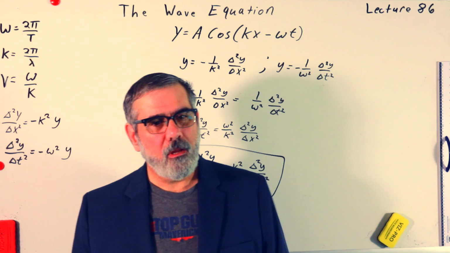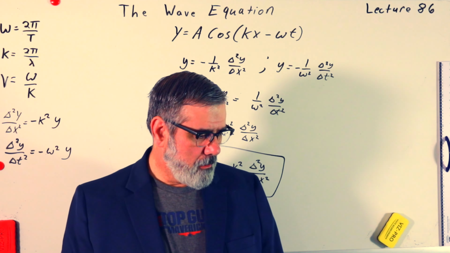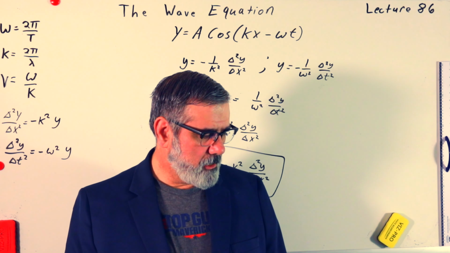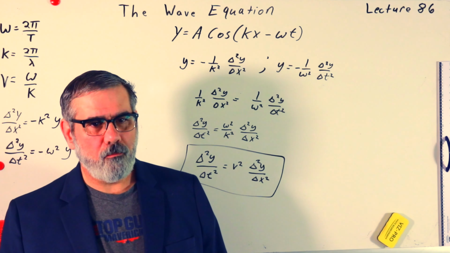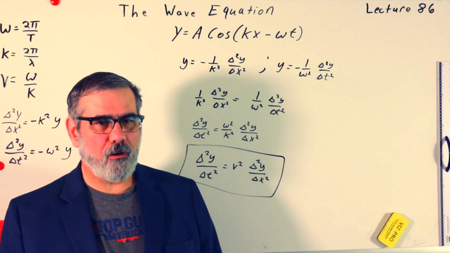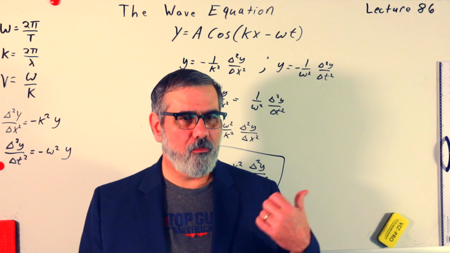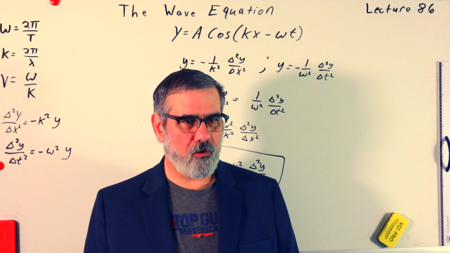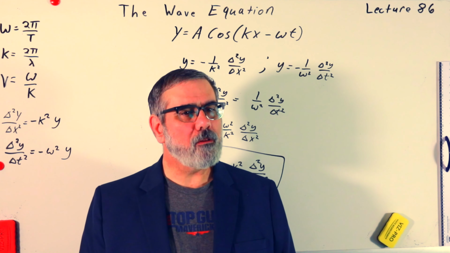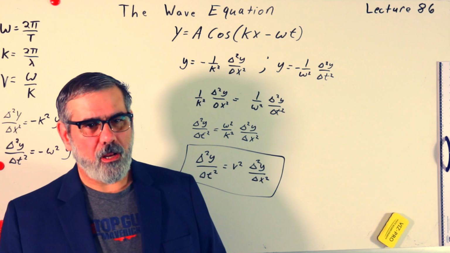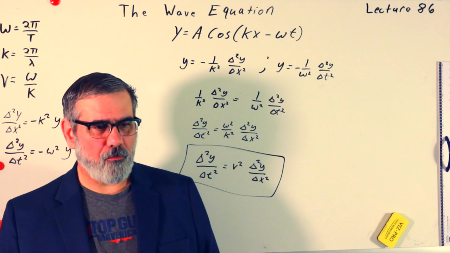But what we will do is we will use dimensional analysis to derive, or at least find a good approximation for, the different wave velocities for different types of waves, including light. But we're not going to be able to derive every wave equation that's out there.